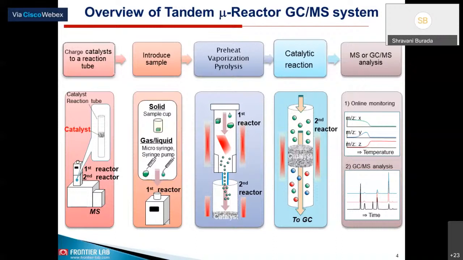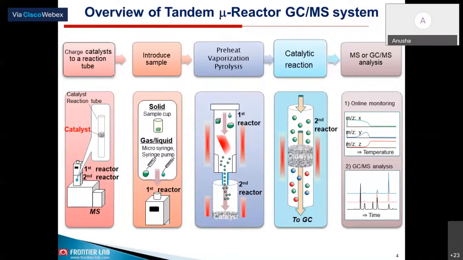As you can see, there are two reactors, first reactor and second reactor. The catalyst reaction tube is mainly placed in the second reactor, and the samples are introduced from the first reactor. The sample can be of any form. The first reactor is used mainly to preheat, vaporize or pyrolyze the sample, then pass it on to the second reactor, where it comes into contact with the catalyst. And then the reaction products flow into the GC and to the MS detector for online real-time monitoring and separation analysis. Based on these results, the catalyst is evaluated by what compounds are produced by that particular catalytic reaction and their relative distribution.